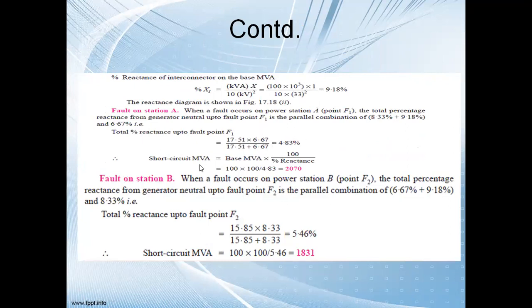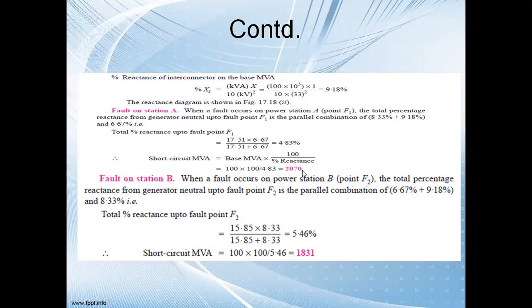Now the short circuit MVA, what is the formula? That is base MVA into 100 by percentage reactance. So base MVA by percentage reactance into 100, that is your short circuit MVA. Base MVA is 100, and this percentage reactance we have calculated, that is 4.83. So it comes to 2070.